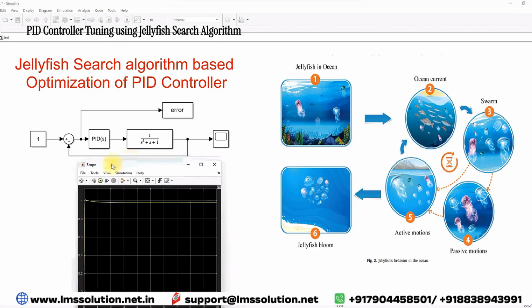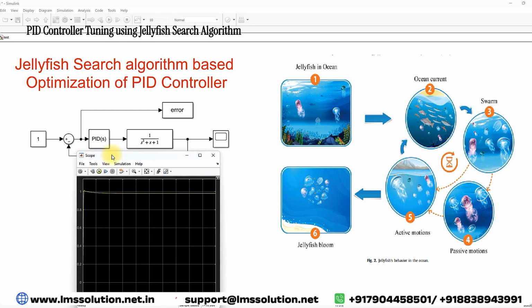For getting a better result, we have to do a lot of trials. We must do nearly 100 trials in order to get a better result. So this is the working of the Jellyfish search optimization algorithm for tuning of the PID controller.